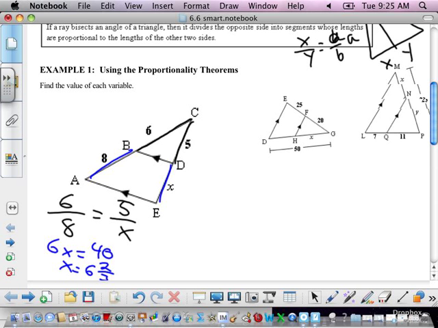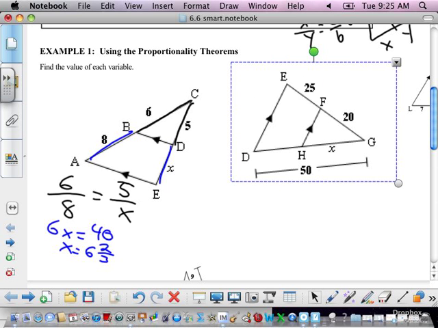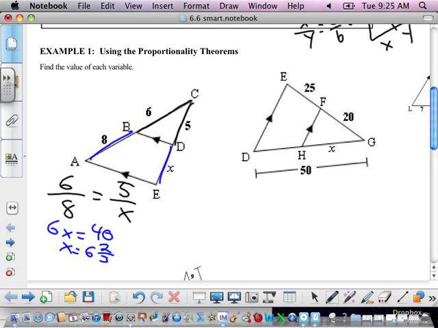You want to try another one like that? Yeah. Let's look at B. Okay, this one's a little more difficult. What am I going to do?